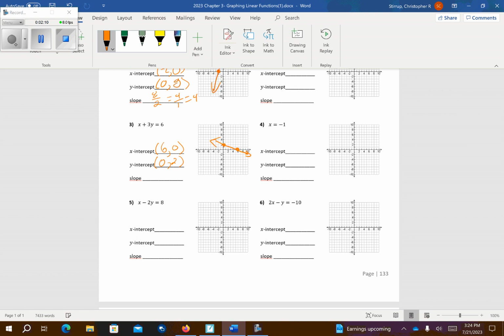And our slope, it's going to go down 2, right 6. And it's negative because it went down. So that's negative 1/3 for a slope.